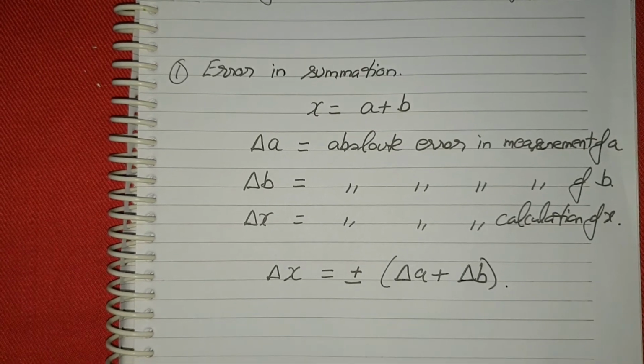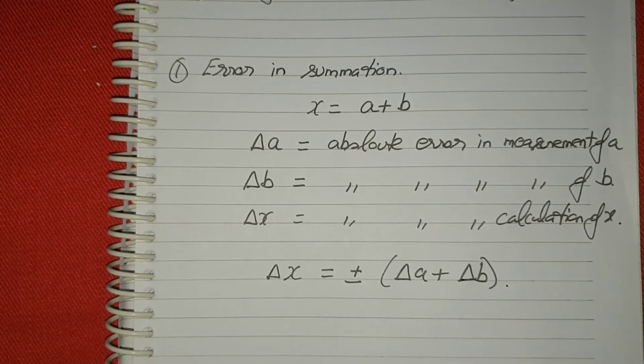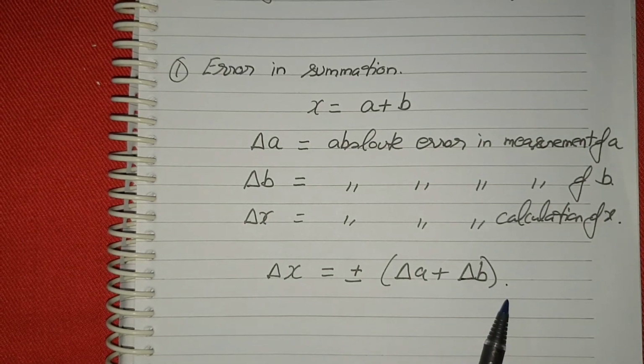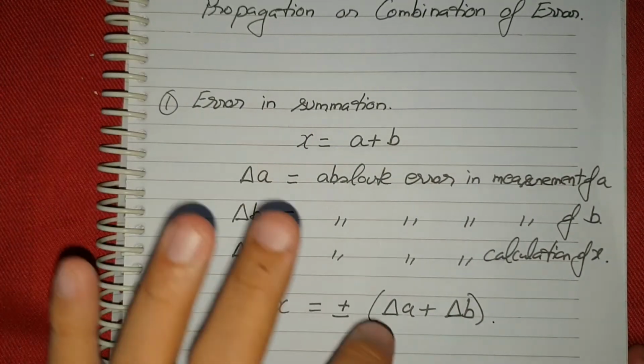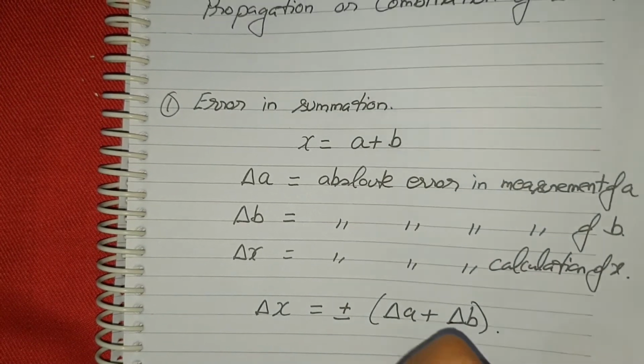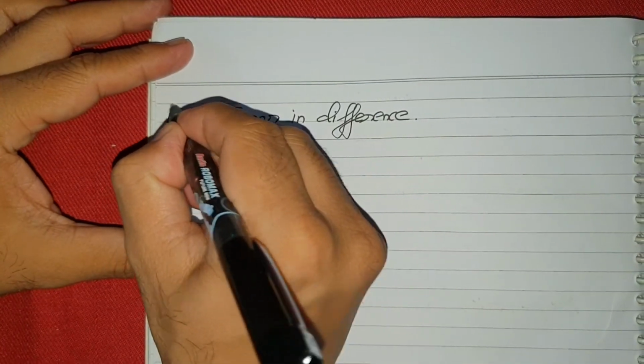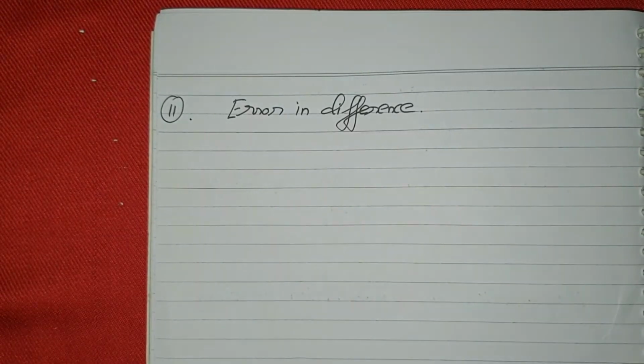So the maximum absolute error in the sum of two quantities is equal to the sum of the absolute errors of the individual quantities. So basically to get delta x, we have to add these delta a and delta b. Okay. Now the second is the errors in difference.